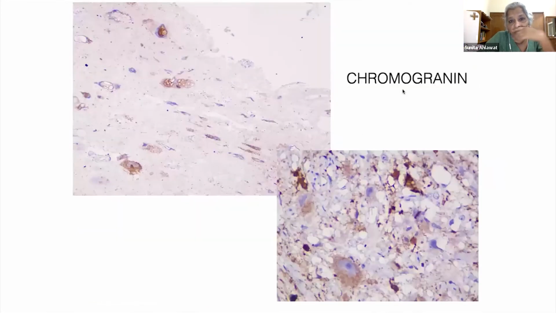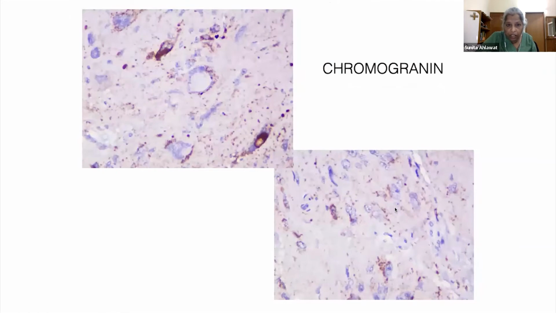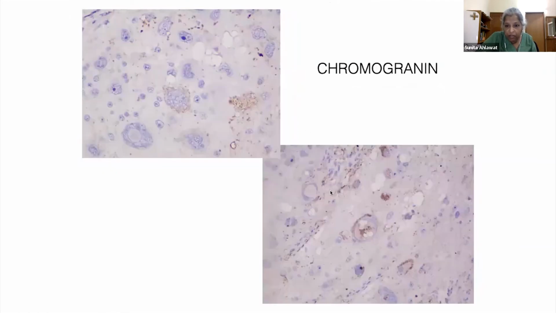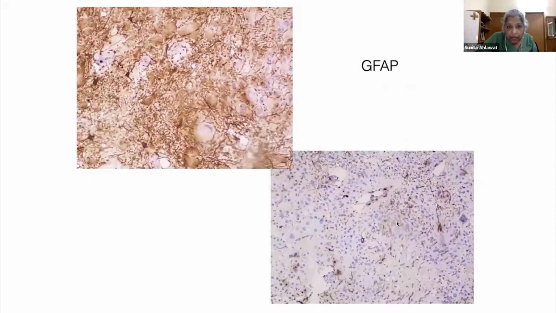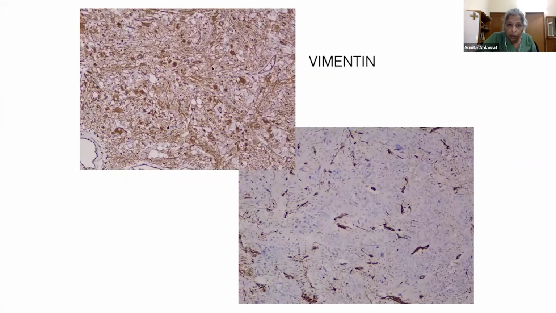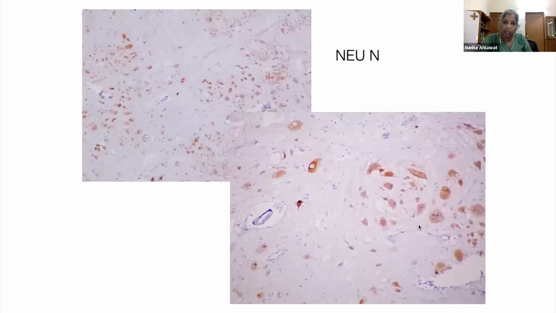So this is the IHC. All the big cells are chromogranin positive. And the areas which were strongly GFAP positive, then there are areas which are GFAP negative. Again, those areas which were GFAP positive are vimentin positive, and those areas which were negative are also vimentin negative.